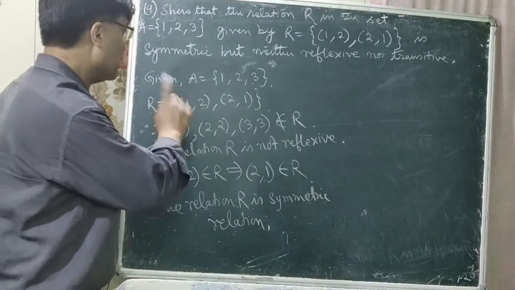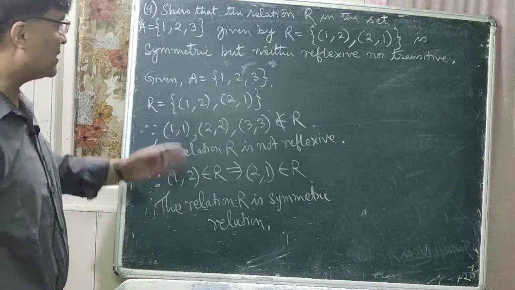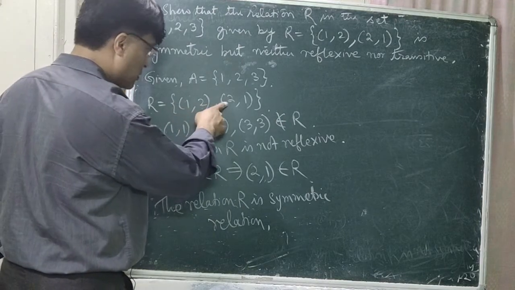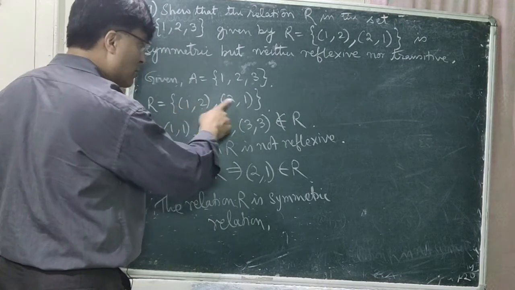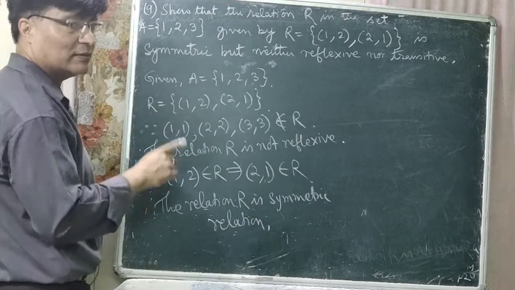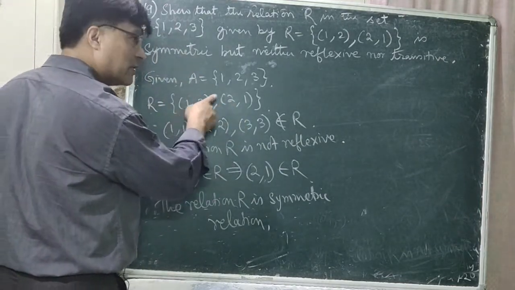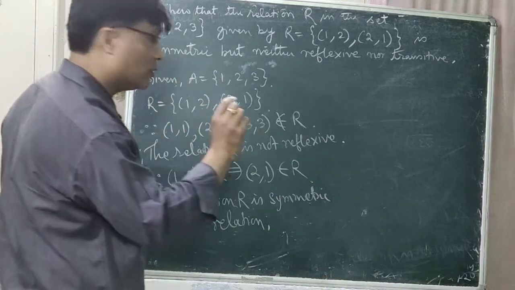Okay. So is it transitive? Can you say that it is a transitive relation? If (1, 2) is there, (2, 1) is also there. So (1, 1) should be there. Is there (1, 1)? No. Since (2, 1) is there and (1, 2) is there, (2, 2)? No. Okay.